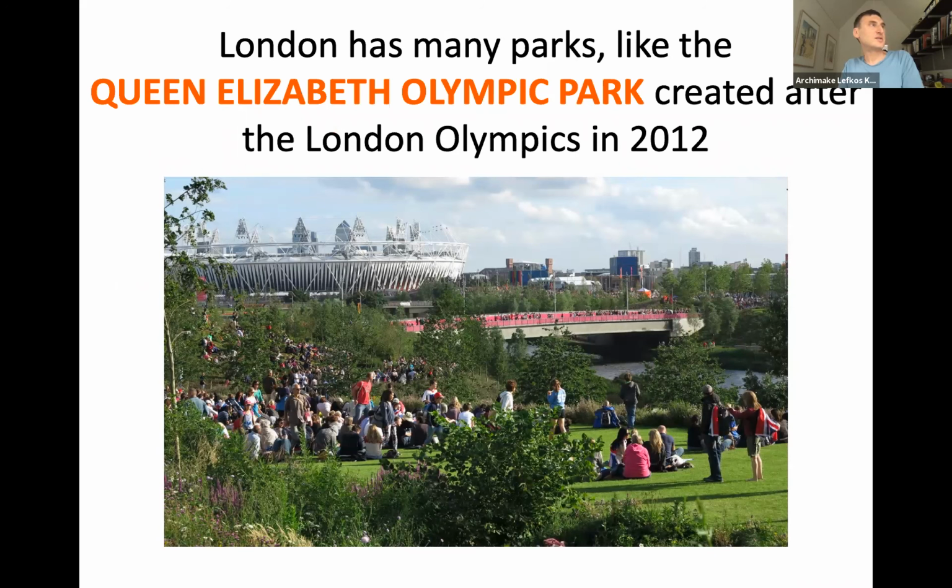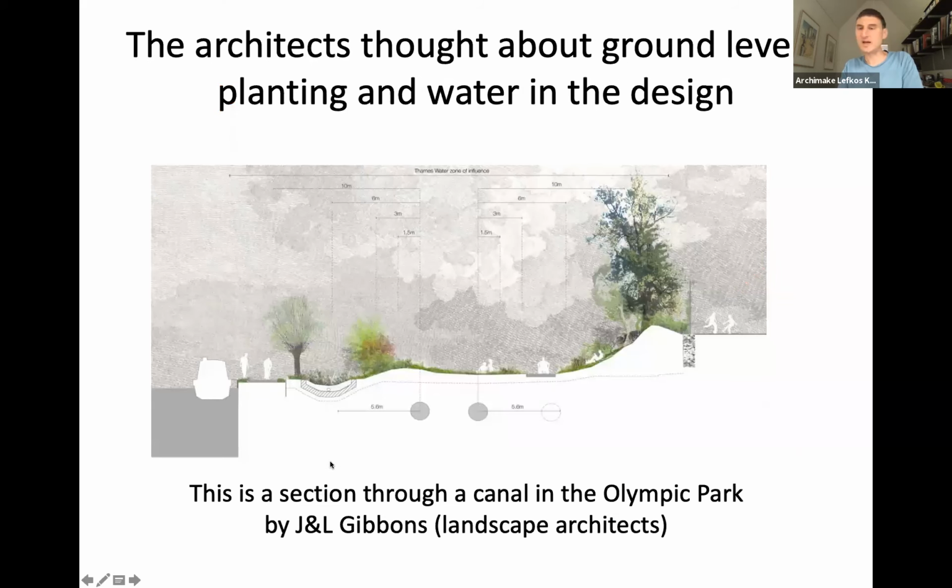London has many parks, like the Queen Elizabeth Olympic Park, which was created after the London Olympics in 2012. And that section we've been looking at is from the Olympic Park, and the architects thought about ground levels, planting and water. And this is a section through a canal in the Olympic Park.